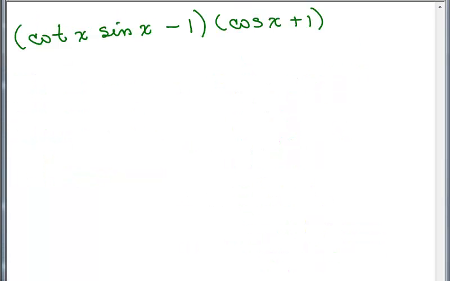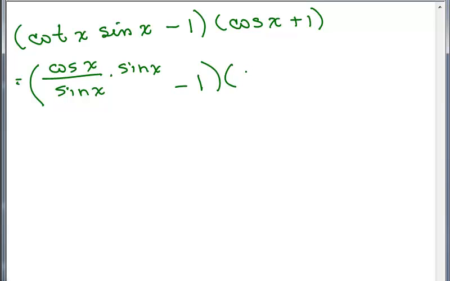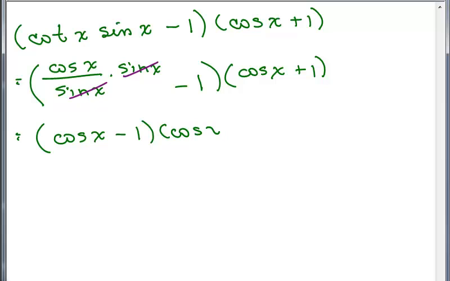All right, here's our next one. I'm going to begin by rewriting the cotangent in terms of cosine and sine. So this gives me cosine of x over sine x times this sine x. I still have minus 1. And this already is in terms of cosine, so I just leave it as is. But when I do this, I see I've got sine x and sine x will cancel. So I just have cosine x minus 1 times cosine of x minus 1.